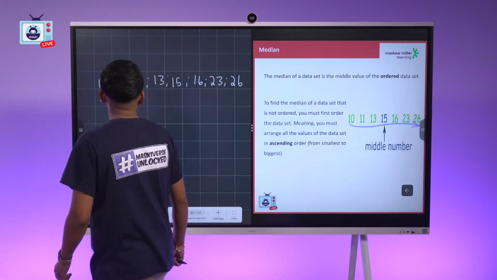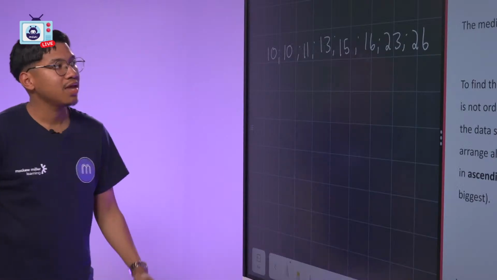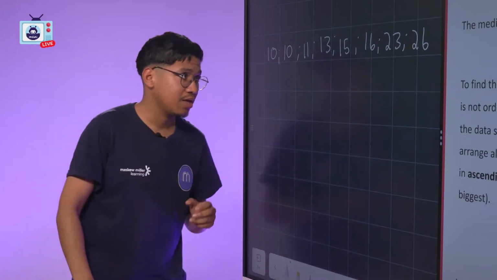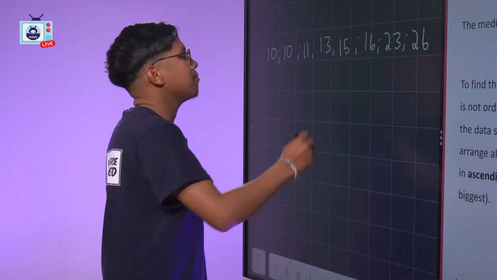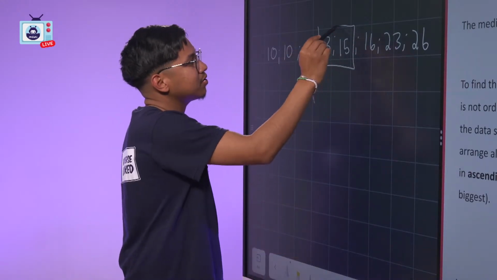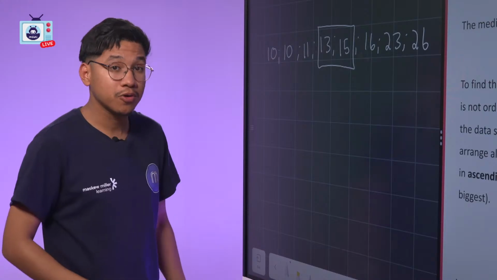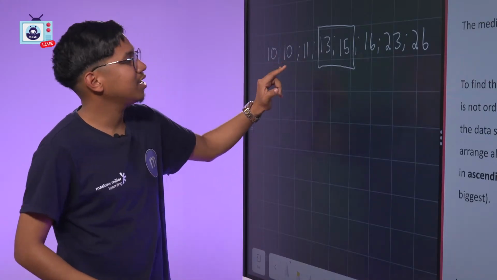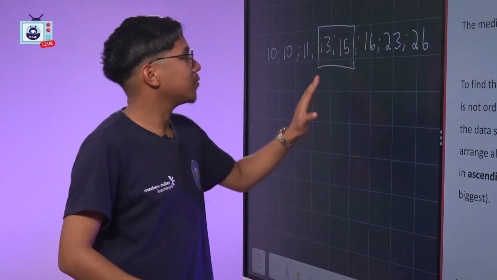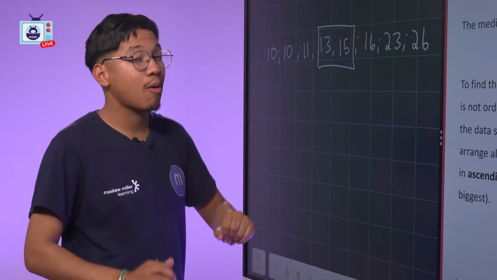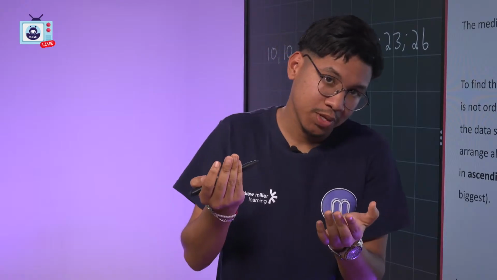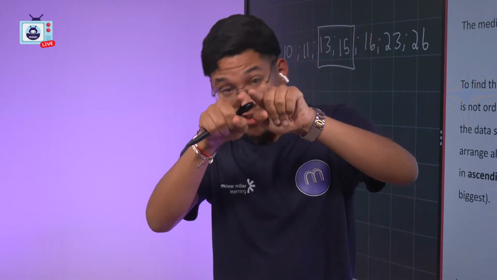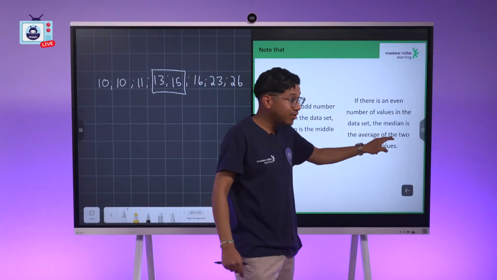So I want you to look at this data set over here, and I want you to identify my middle two numbers. And yes, my middle two numbers are indeed 13 and 15 because I have 3 numbers on the left and I have 3 numbers on the right. So hence why 13 and 15 are my two middle numbers. But the two middle numbers aren't my median, nor is the sum of my two middle numbers the median. What is the median? It is the average of the middle two.